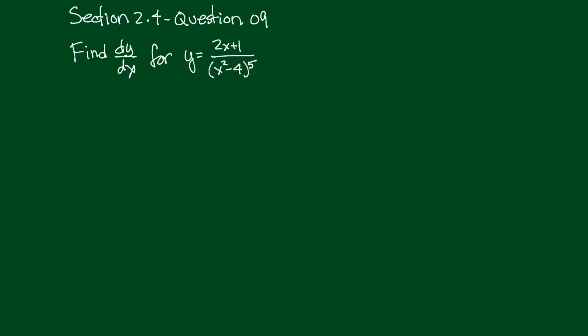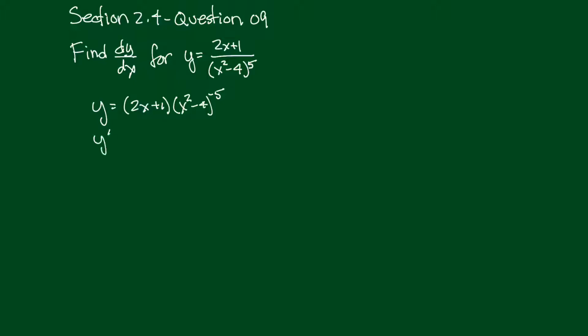Given this function here, that quotient, we're going to find dy dx. Now we could use the quotient rule, but let's instead use the general power rule by taking this factor here, that denominator, up to the top by changing the sign of the exponent. So we're going to write y as a product, as 2x plus 1 times that x squared minus 4, but to the negative 5.